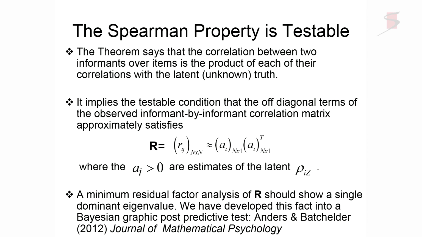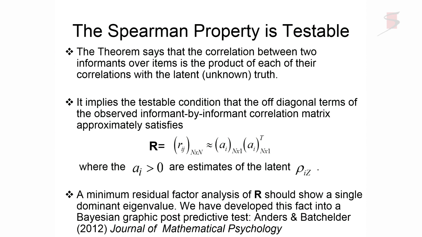In other words, if you put in the empirical correlations between pairs of people across items, they're approximately equal to a row vector times its transpose. And these a_i's are estimates of the unknown correlation between each individual and the answer key. We used a minimal residual factor analysis to estimate this, but it's very easy just to do least squares. It does least squares to estimate these things.